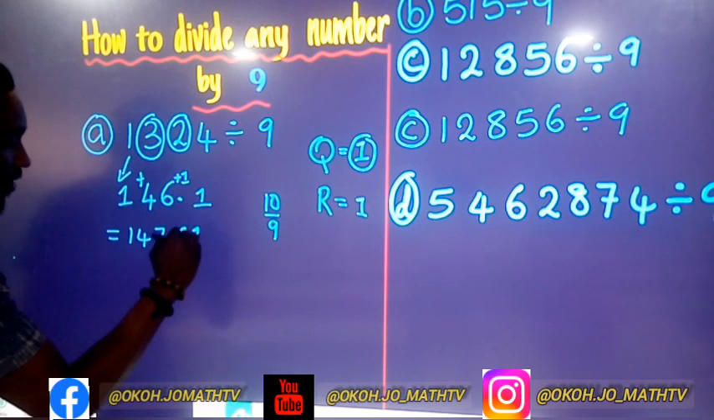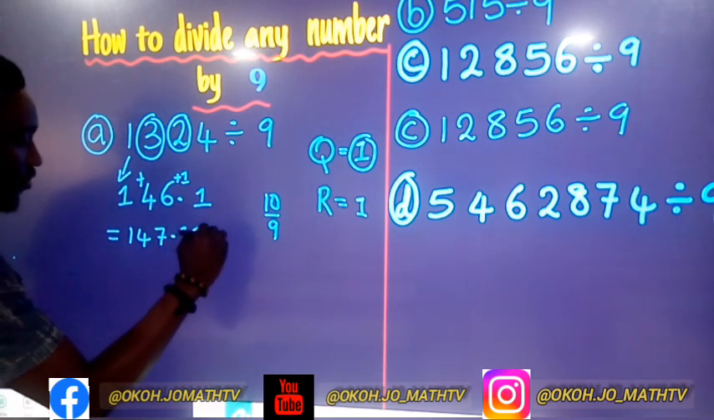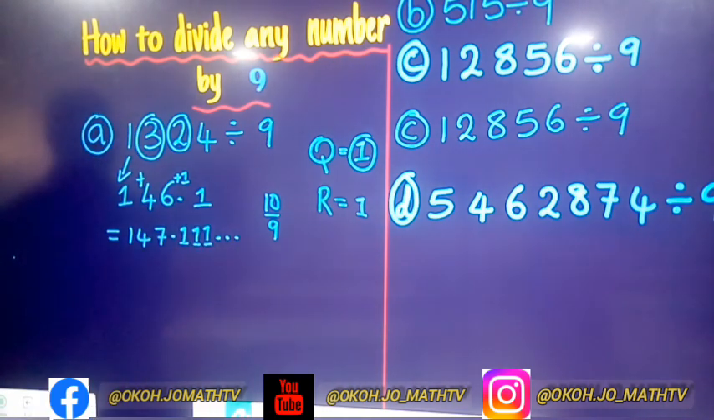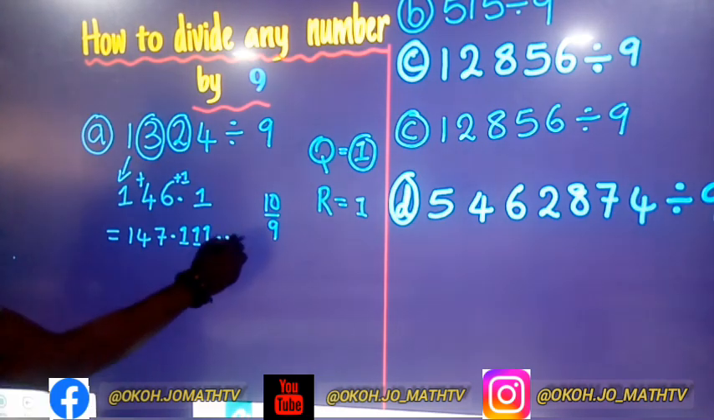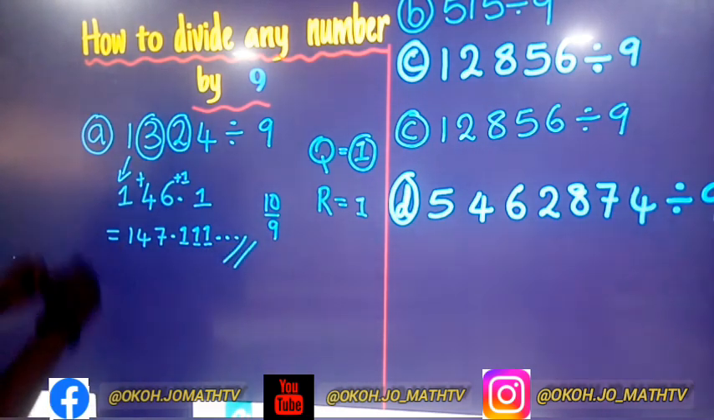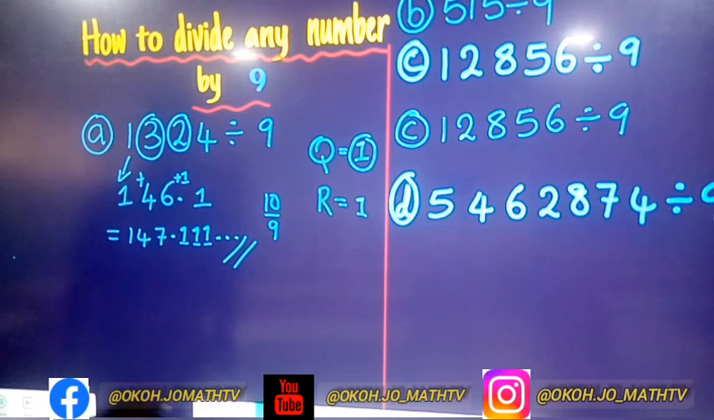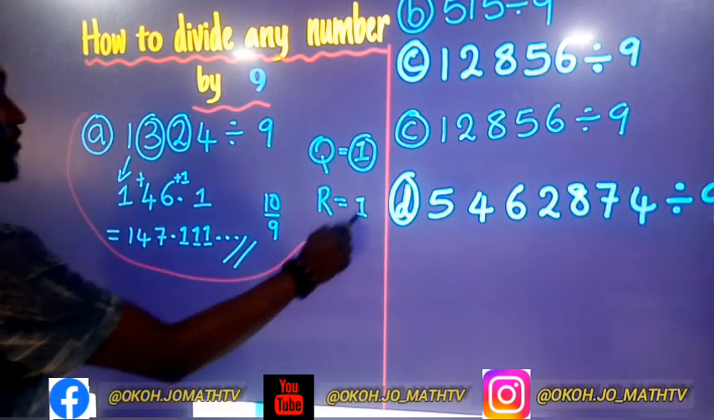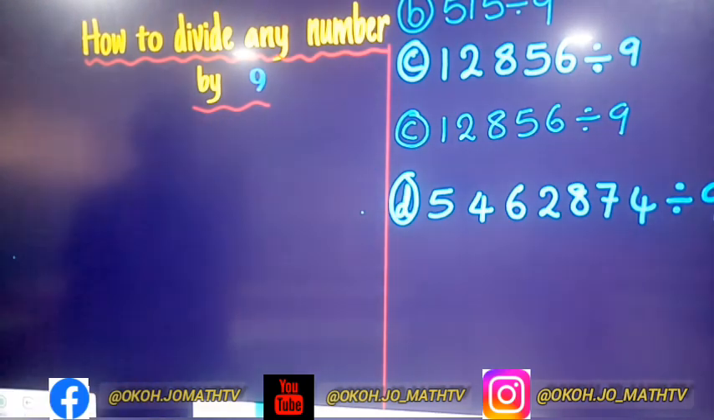7.111, and so on and so forth. You can check your calculator and confirm. So this is our final answer for the first question. Let's look at the second question.